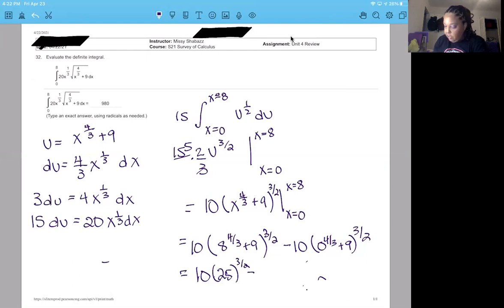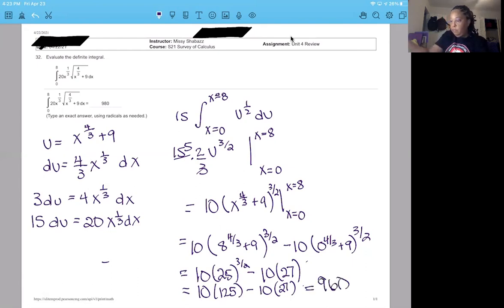All right, now 0 to the 4/3 is just 0. If I take 9 to the 3/2, that means take the square root of 9, which is 3, and cube it, which is 27. Do the same thing with 25. I take the square root of that, and I get 5, raise it to the third power, and I get 125. And I end up with, let's see if I have the number here somewhere. Oh, they give it to me, 980.